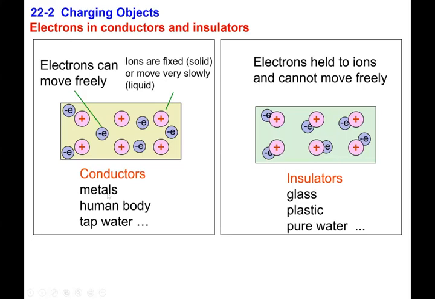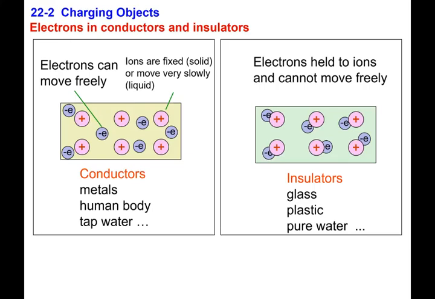Some of the conductors are metals, for example, gold, aluminum, and so on. The human body is a conductor. We do conduct electricity. That's why when you touch the power outlet, the current flows through your body, which is mainly water. Tap water is also conductive. So you should avoid touching water while holding an electrical device.